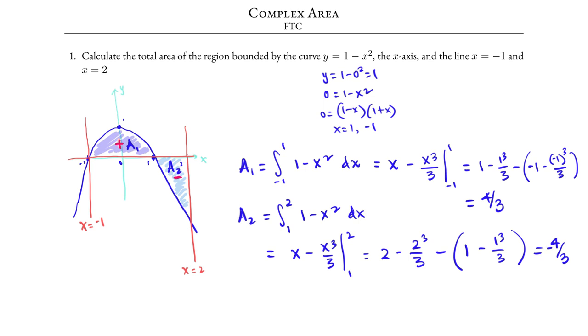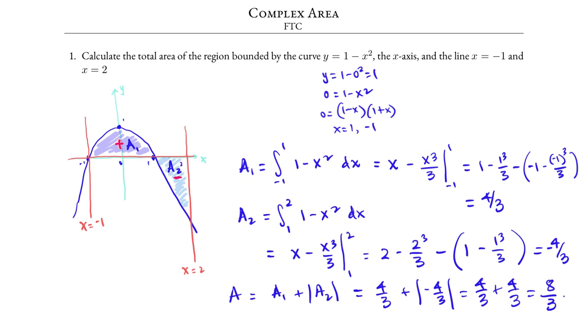And so the total area is area 1 plus area 2, but we take the absolute value. It is 4/3 plus the absolute value of negative 4/3, which is 4/3 plus 4/3, or 8/3, the exact answer.